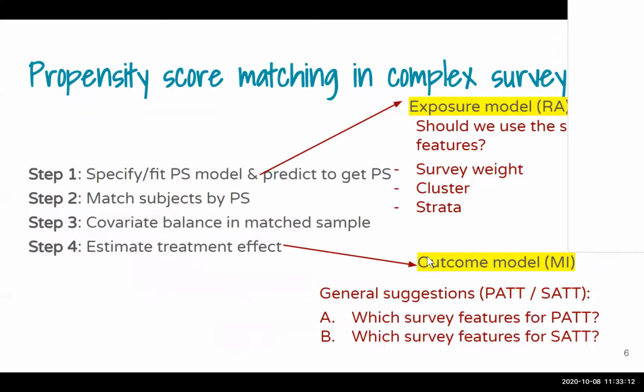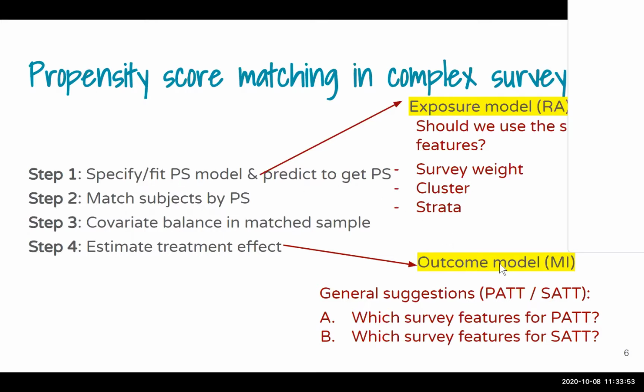All right, so that was, I'm not even talking about complex survey data yet. I'm just talking about a propensity score analysis. So there are a couple of considerations when we are talking about complex surveys. And what are those considerations? The consideration is that there are 3 survey features. Say, for example, if you are using NHANES, there are 3 survey features: survey weight, cluster, and strata. The question is, should we include them when we are fitting our propensity score model?